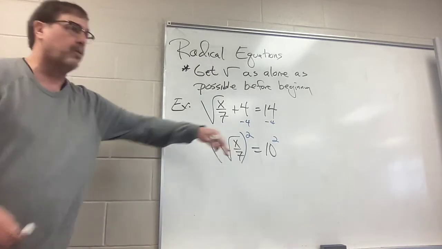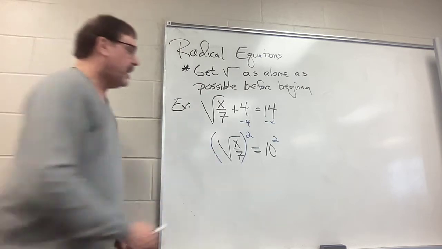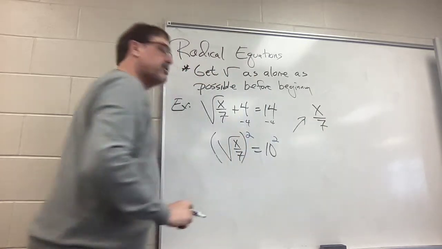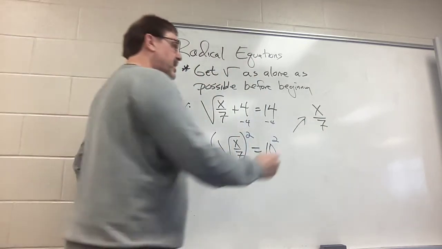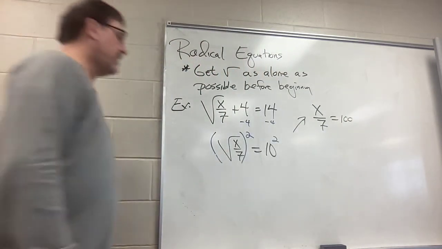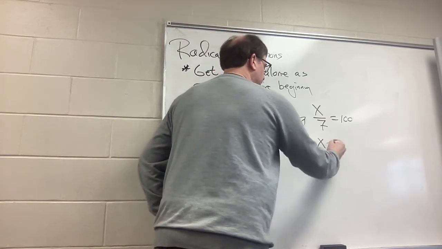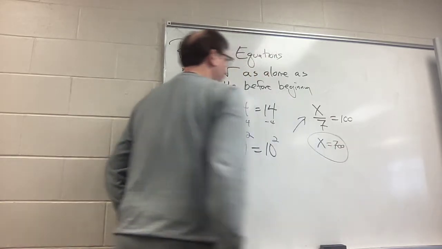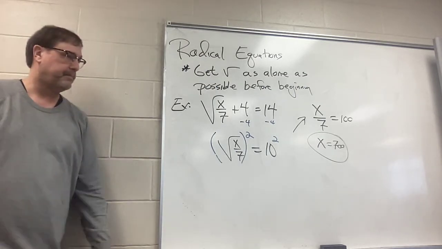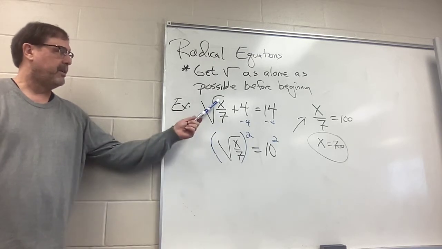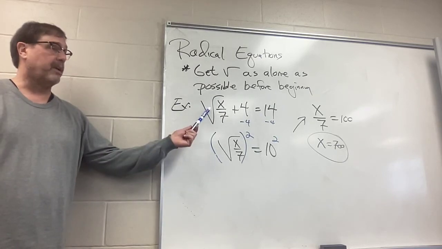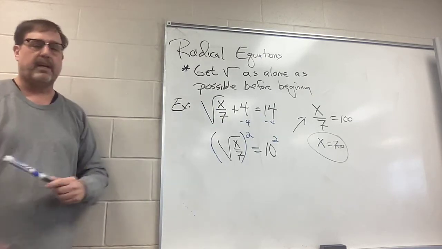A square root and a square counteract each other, and that becomes x over 7 with no square root hat on it. 10 times 10 is 100. And then we'll multiply both sides by 7, which we're now very good at at this point, and x is worth 700. Probably. What? Probably. I'm going back to my original. 700, bless you, 700 divided by 7 is 100. Square root of 100 is 10. 10 plus 4 is 14.